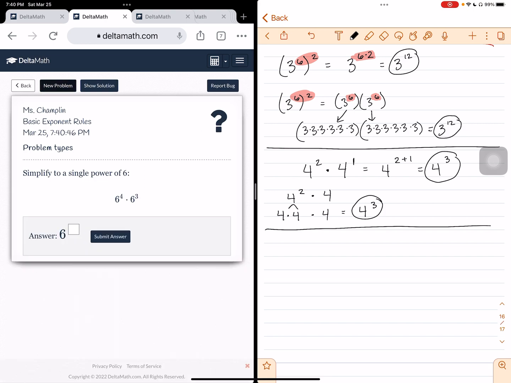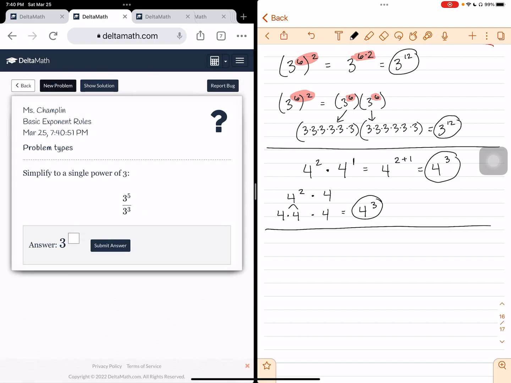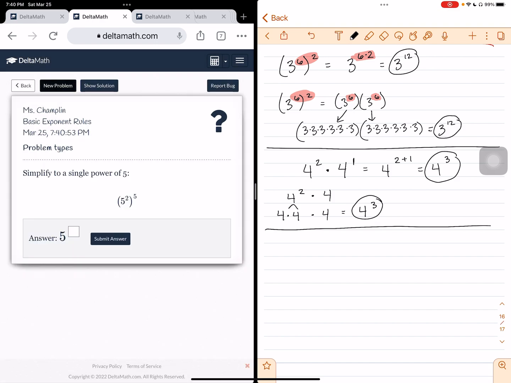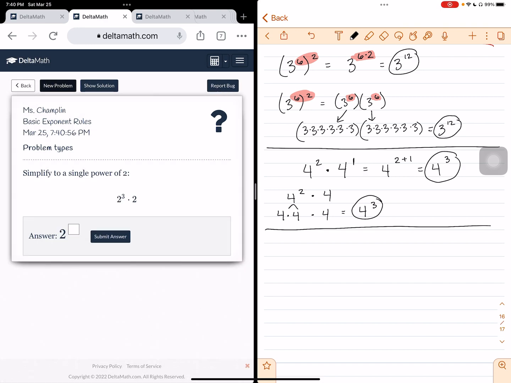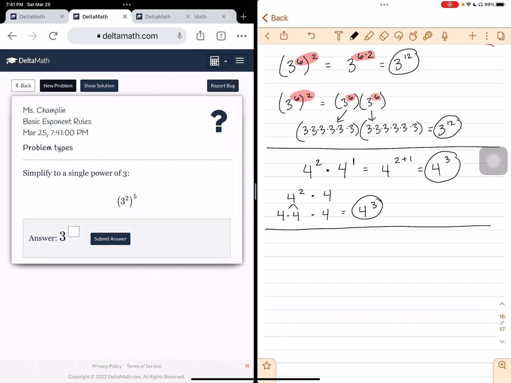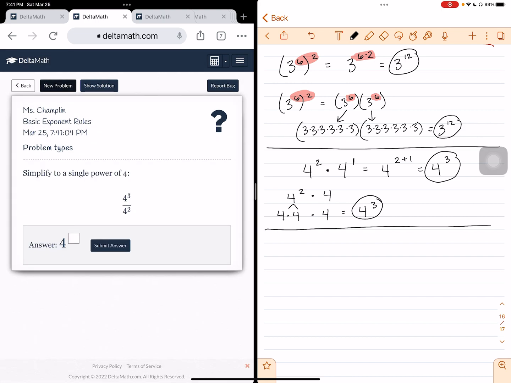See if I can find any zero exponents. There might not be any in this one. Oh well, I'll just go ahead and do a couple more here.